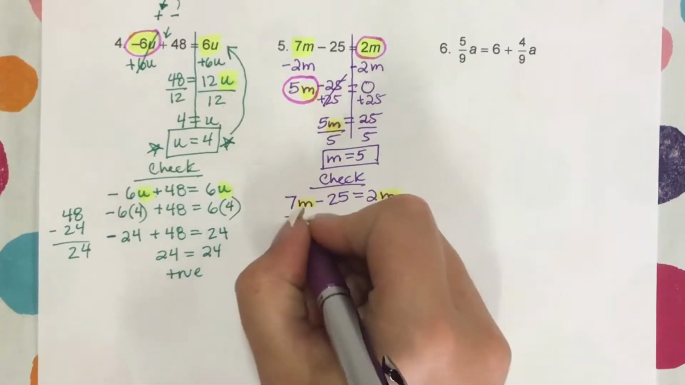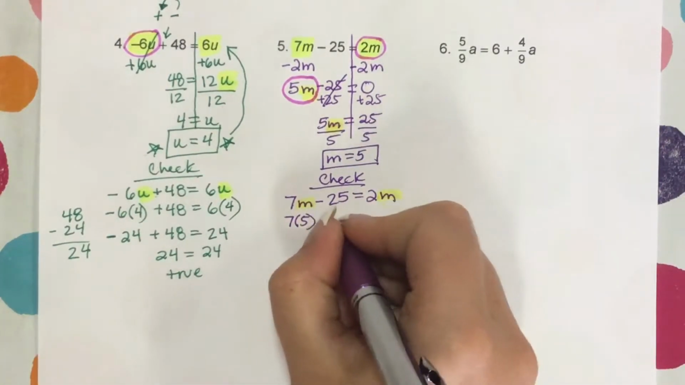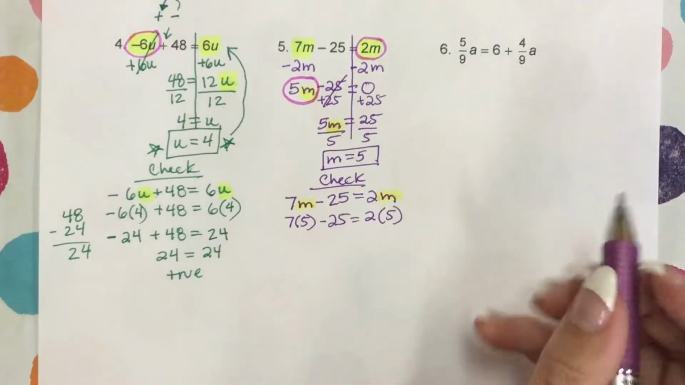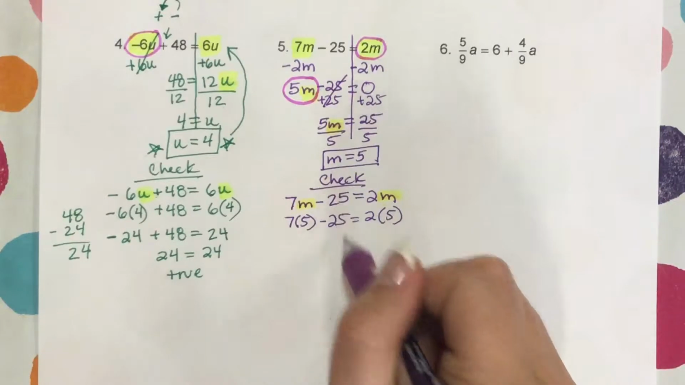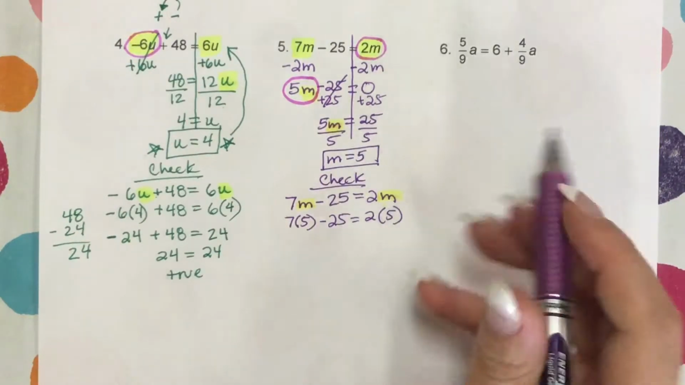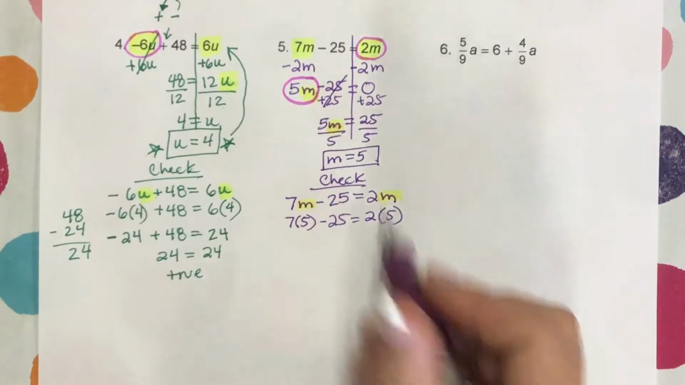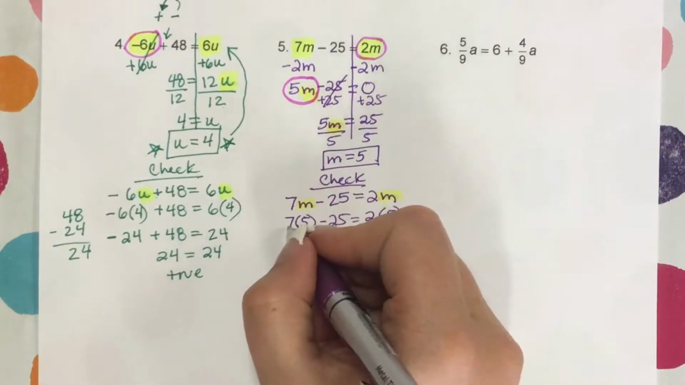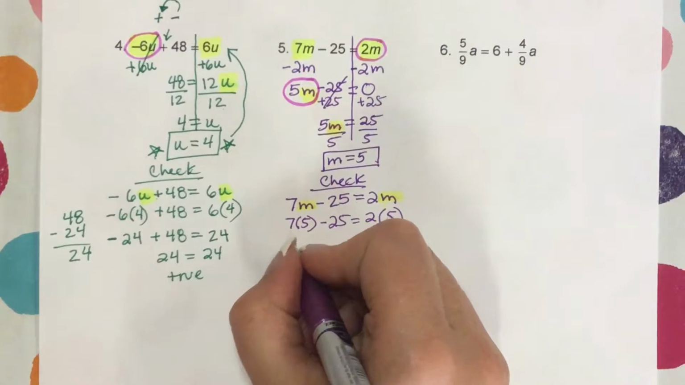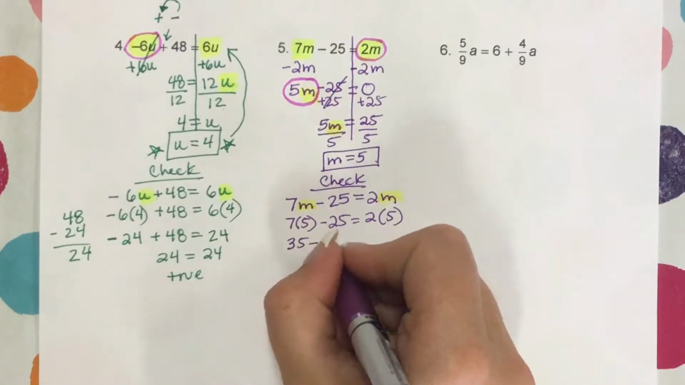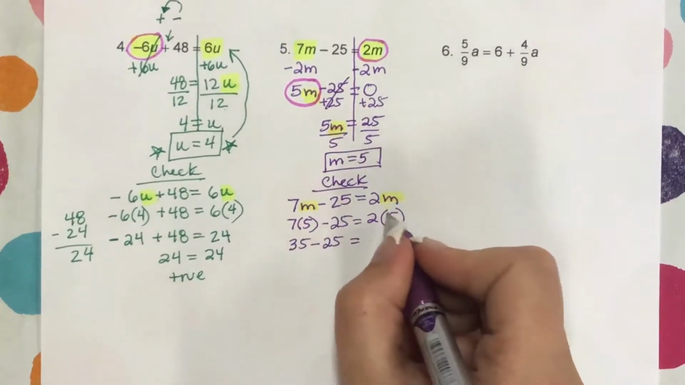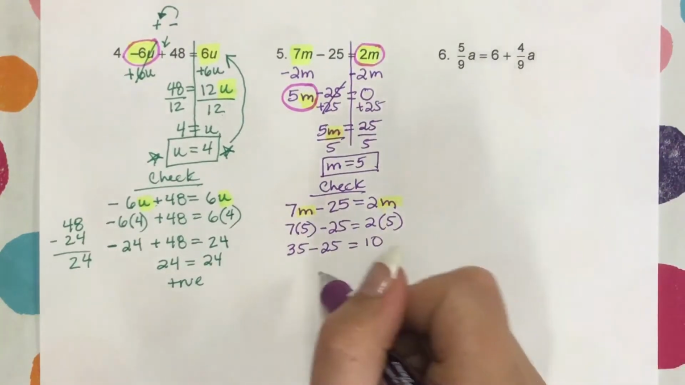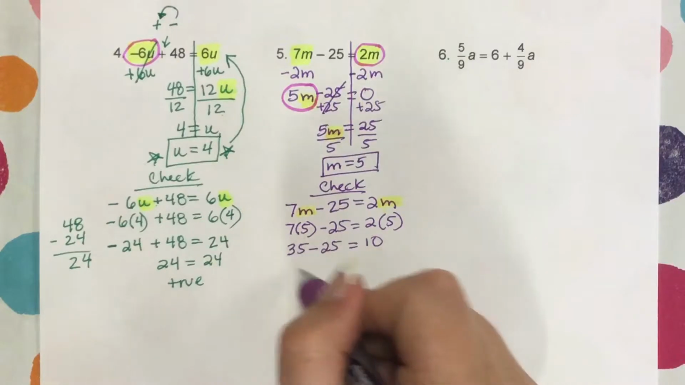I have 7 times 5 minus 25 equals 2 times 5, okay? And I'm just going to work each side of these equations separately. So I have multiplication and subtraction. Order of operations says I have to do the multiplication first. So I'm going to go 7 times 5, which is 35, minus 25 equals, and now I'm going to do this multiplication over here. 2 times 5 is 10. I'm not moving anything. I'm just going to simplify this right here.